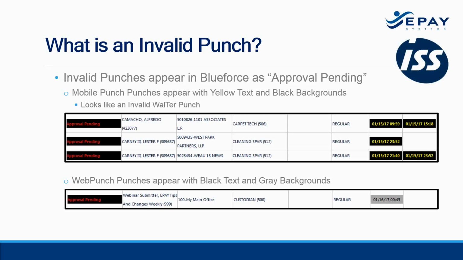Now, more so, look at the bottom one, which is the web punch. If you use a web punch, the web punch appears with a gray background and black text. So it's a little different in that color coding, but all in all, the left-hand status column will show you that you do have approval pendings.